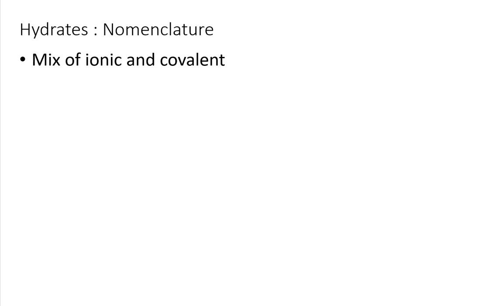All right, so we're going to talk about hydrates, and first we'll talk about their nomenclature really briefly. Hydrates are special compounds that are kind of a mixture between ionic and covalent compounds. One of the most widely used hydrates is magnesium sulfate heptahydrate. So you can see already that this is a mixture between ionic and covalent based on the nomenclature.